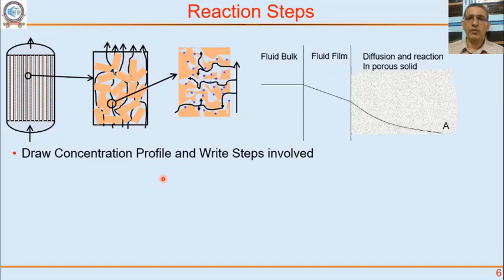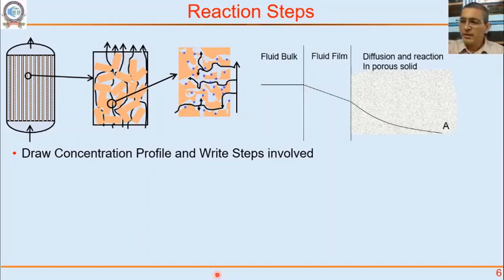Okay, this is how our concentration profile will look. All the mass transfer resistance is situated in the fluid film. So in the bulk there is no concentration difference, it's all well mixed, so concentration is uniform. Let's say A is our reactant.